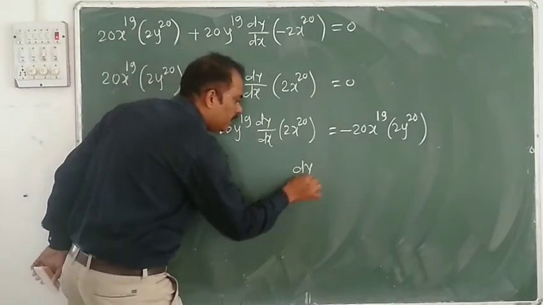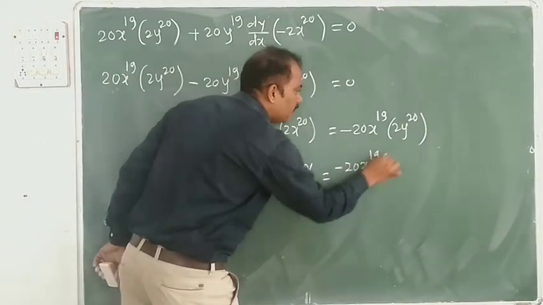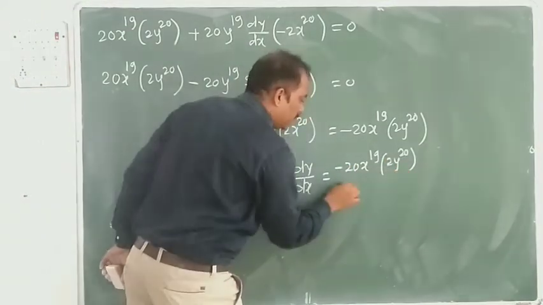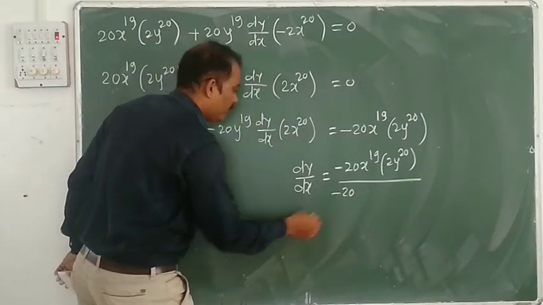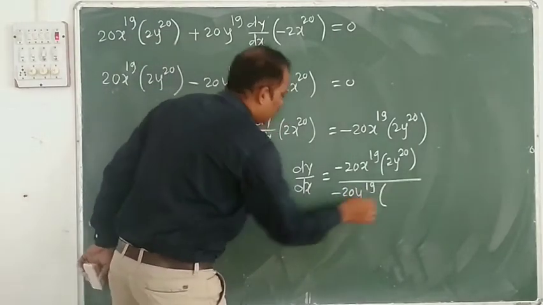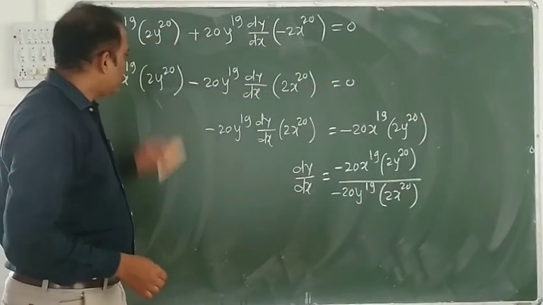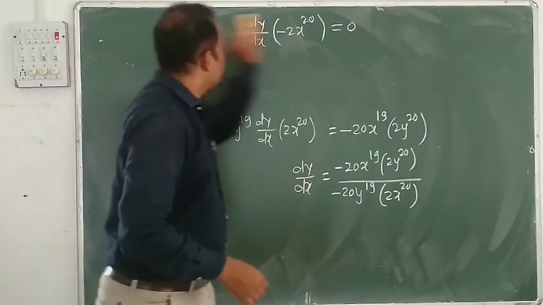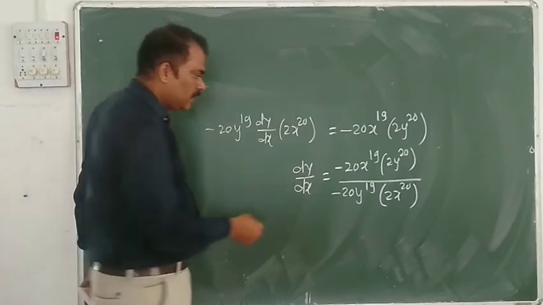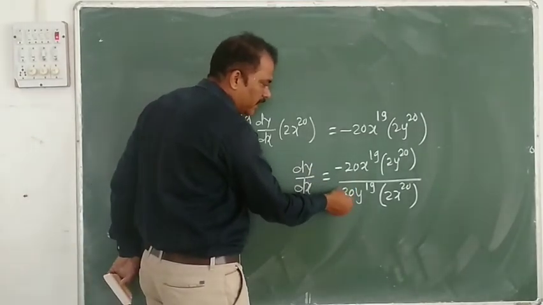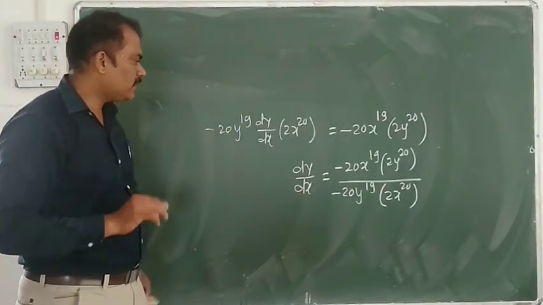So that dy by dx is equal to minus 20 into x raised to 19 into 2 times y raised to 20 divided by, so what we get? Minus 20 into y raised to 19 into 2 times x raised to 20. Okay, now we have to cancel the terms. First of all, we cancel the numerical values. Minus minus get cancelled, 20 get cancelled, 2 get cancelled. So that there is no coefficient remaining, only one is remaining.